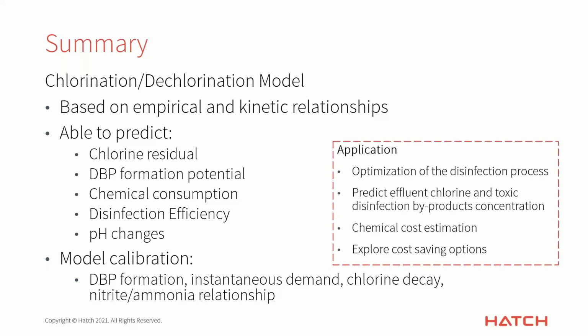And there's a lot of applications for this model. A few of them include the ability to use it to optimize the disinfection process. It's obviously able to predict effluent chlorine and the toxic disinfection byproducts concentrations. You can use it to estimate your chemical cost, and you can use it as more of a general optimization if you're exploring cost-saving options for your whole plant. It can be one of the variables you're looking at. Basically, the chlorine dosage or the dechlorination dosage in this model can be one of the variables you look at in a more plant-wide cost optimization scenario.